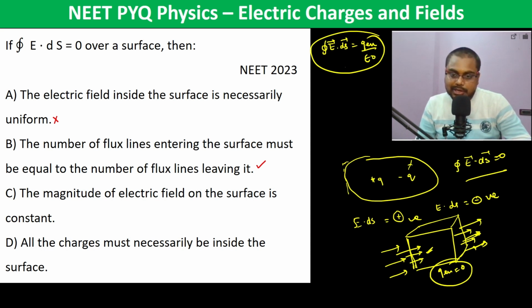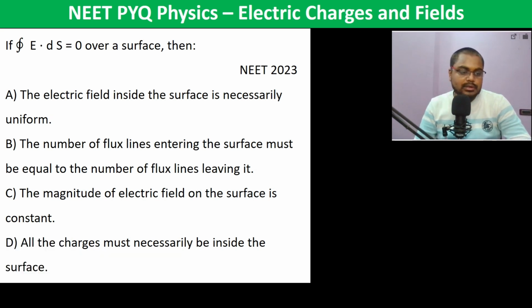Because on one side if it is positive, on the other side it should be negative. The area vector is like this, so if you see both of them, they are at 180 degrees. Here it is negative, and here it is positive. So B is going to be correct, and A is going to be false.